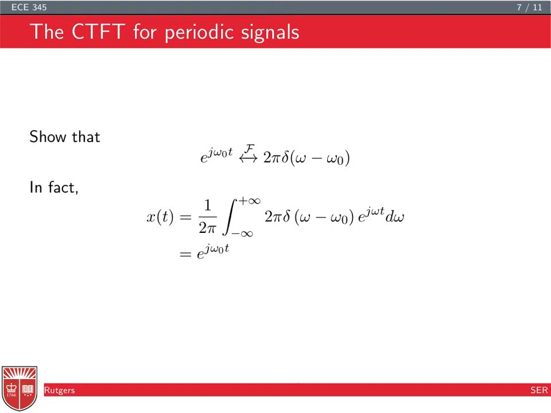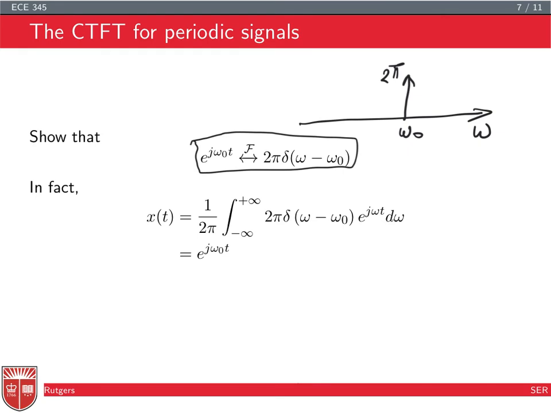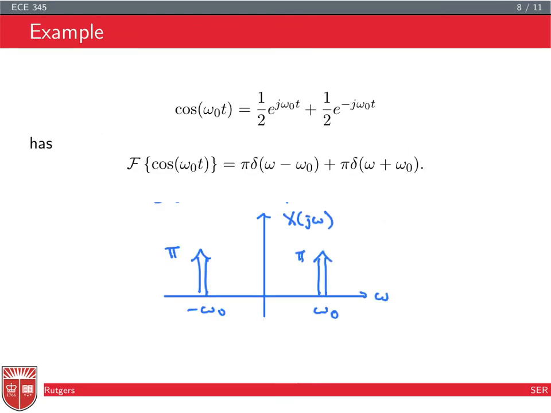What this is saying is that the CTFT of e to the j omega 0 t is equal to an impulse in the frequency domain at omega equal to omega 0. So this signal has a single frequency, a single tone at omega equal to omega 0. That's what you should keep in mind. This is an important result, and it is going to allow us to find the CTFT of cosine and sine.